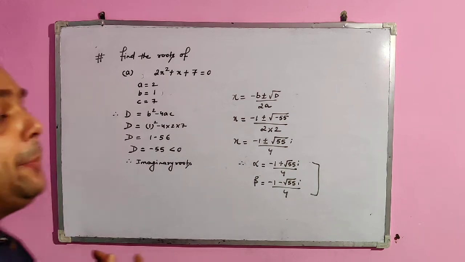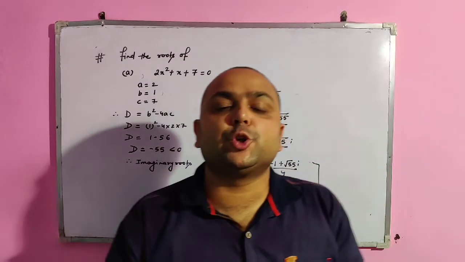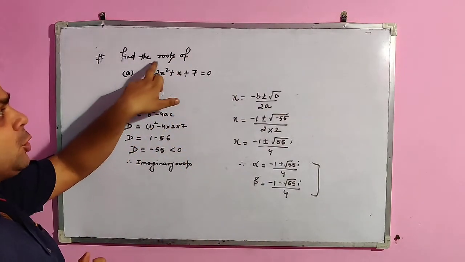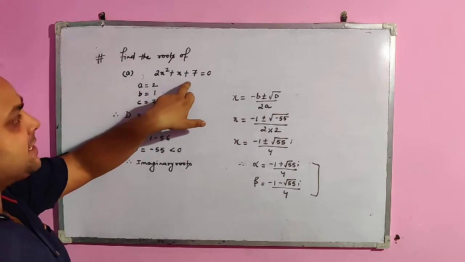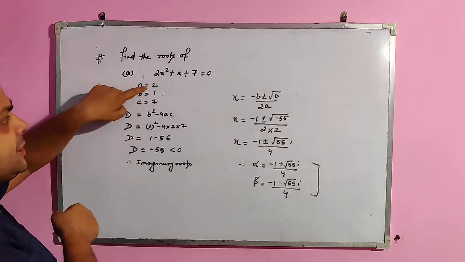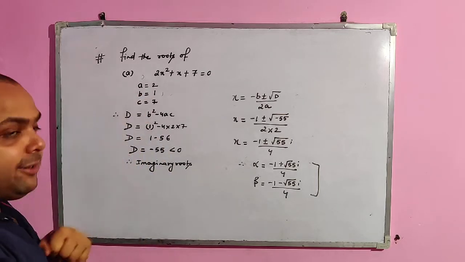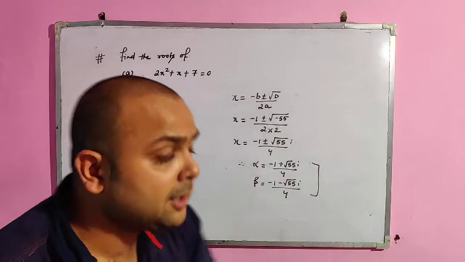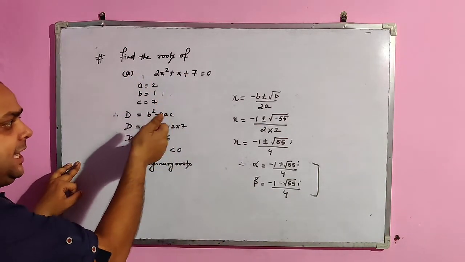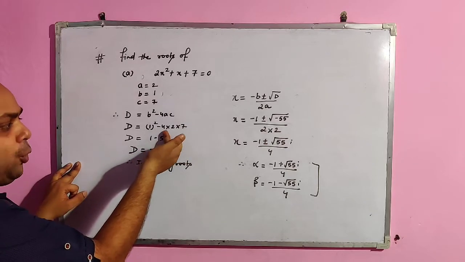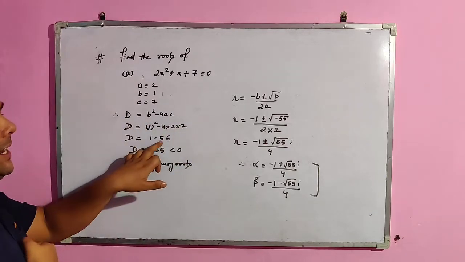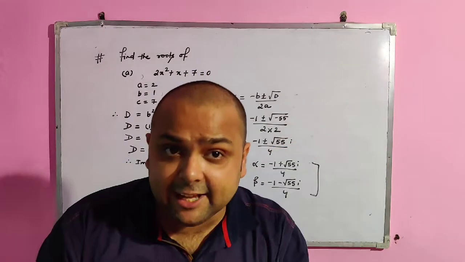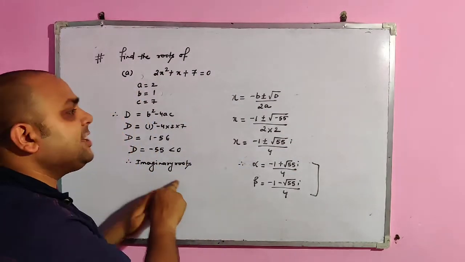Now we will see one example related to quadratic equation in which the solutions are imaginary. The example is: find the roots of 2x square plus x plus 7. Here the value of a is 2, b is 1 and c is 7. Calculating d, which is b square minus 4ac, also known as the discriminant. Putting the values, we get 1 square minus 4 into 2 into 7, which is 1 minus 56, giving us minus 55. As the discriminant is negative, that is less than 0, the roots will be imaginary.